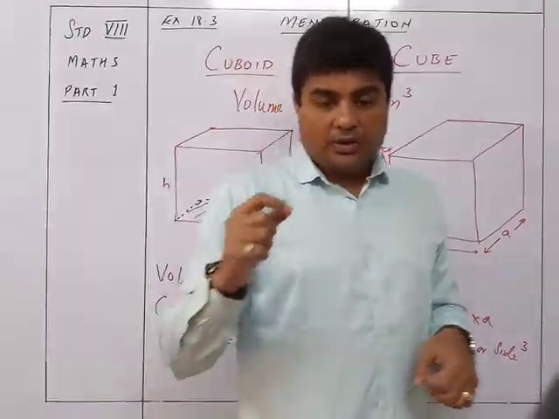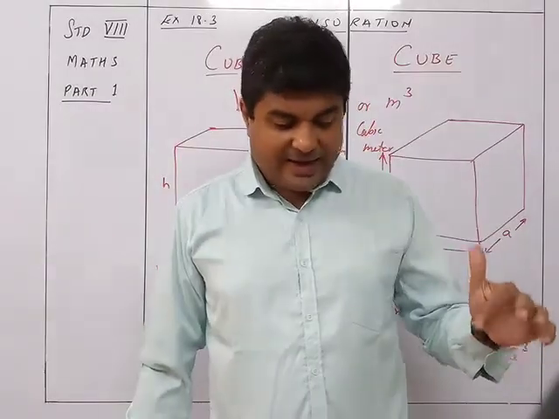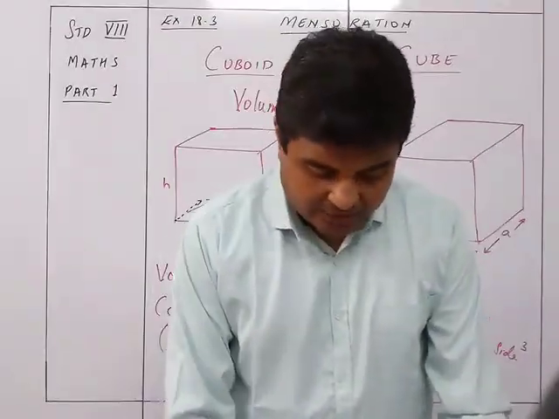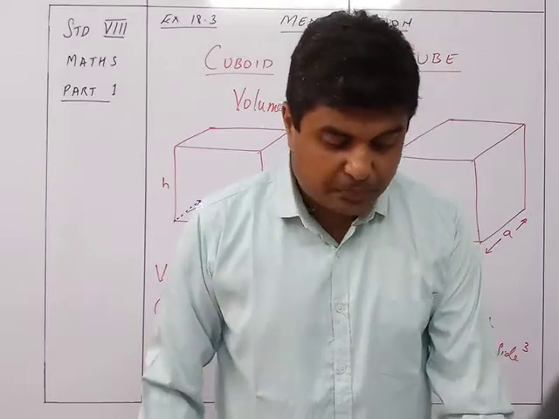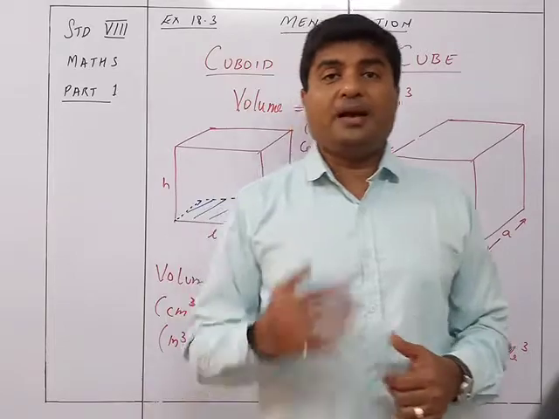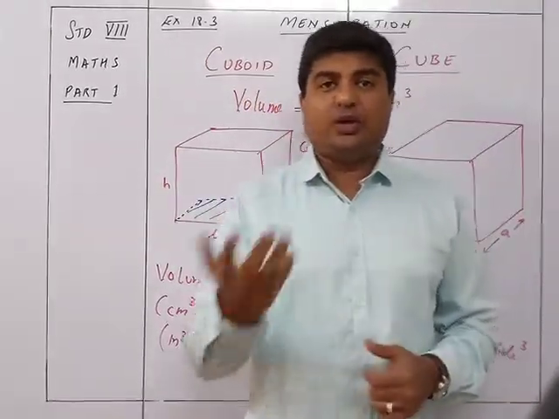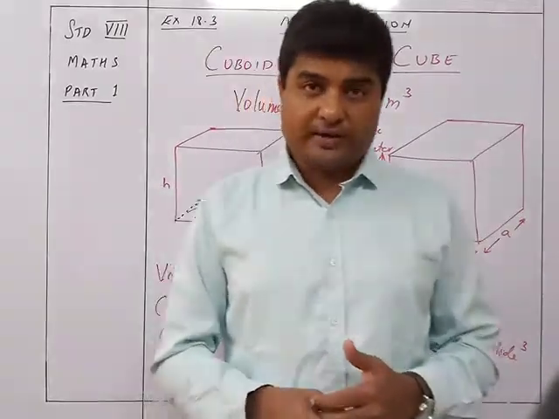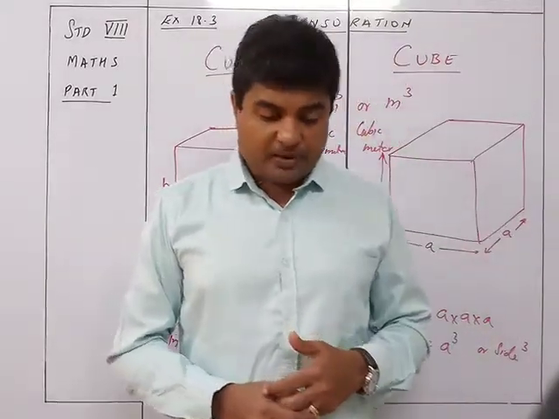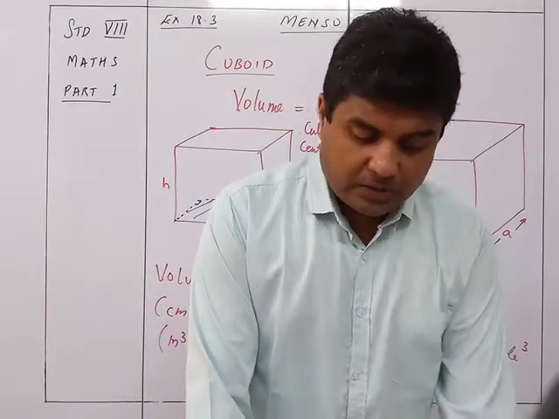Such sums are the ones in example number 9, and examples 9, 10, 11 are connected to sums based on the volume given by the formula, not length into breadth into height, but area of the base into height or area of cross section into height. So understand that thing properly. We'll start with exercise 18.3 first.